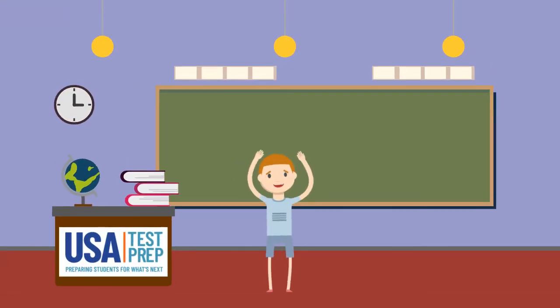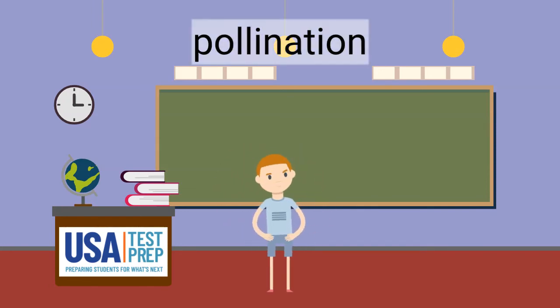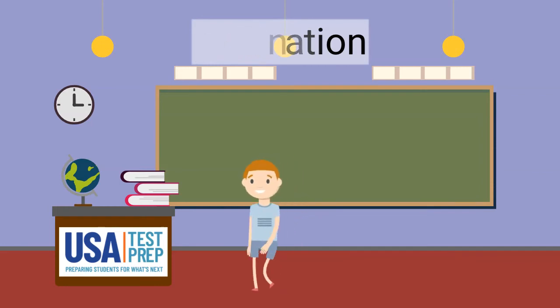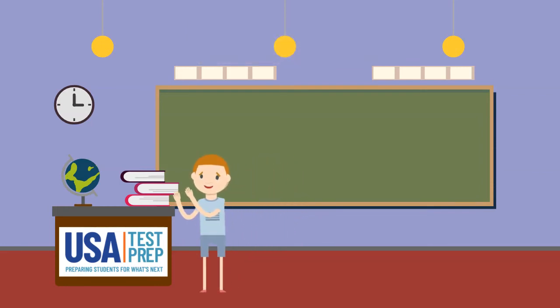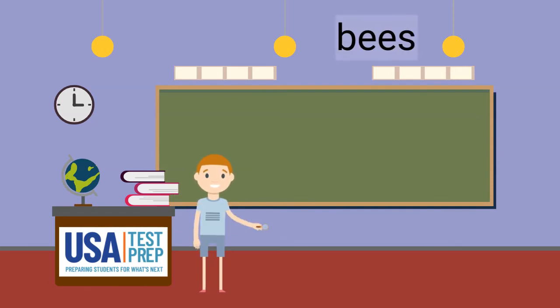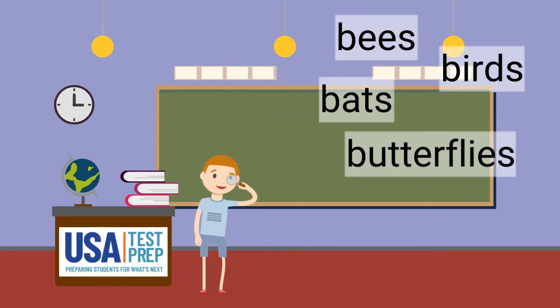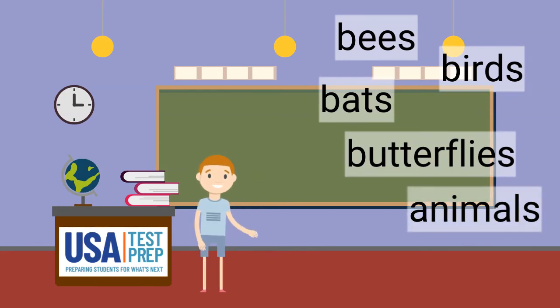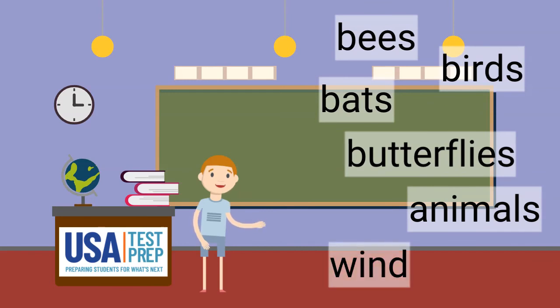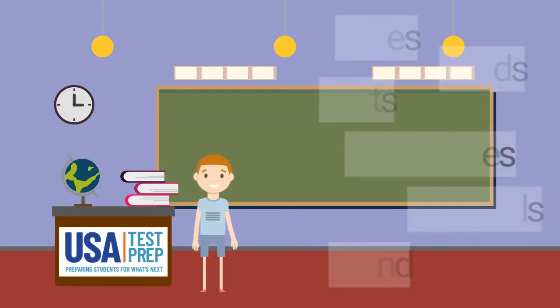We learned a ton about pollination and pollinators today. Pollination is the process of pollen traveling from one flower to another in order to make seeds. Pollen needs to travel from one flower to another. Bees, birds, bats, and butterflies all help move the pollen from one flower to another. Large animals and even the wind are also great pollinators.